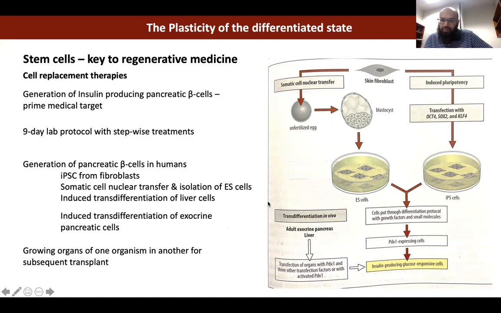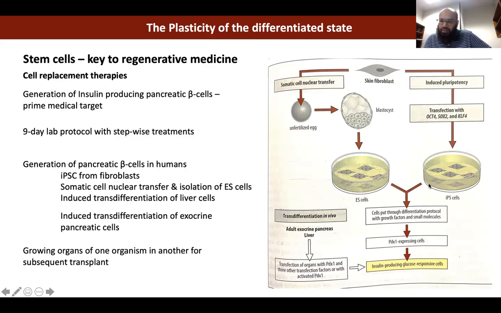So here, different approaches are listed. For example, you can take a skin fibroblast and follow a somatic cell nuclear transfer in an unfertilized egg, let the blastocyst grow, and then you take the inner cell mass of the blastocyst, grow it in a Petri plate, and that gives human embryonic stem cells. On the other hand, you can induce the pluripotency directly in the skin fibroblast by transfection with OCT4, SOX2, KLF4, and CMYC, and then let them grow in a Petri plate. And these are the induced pluripotent stem cells.